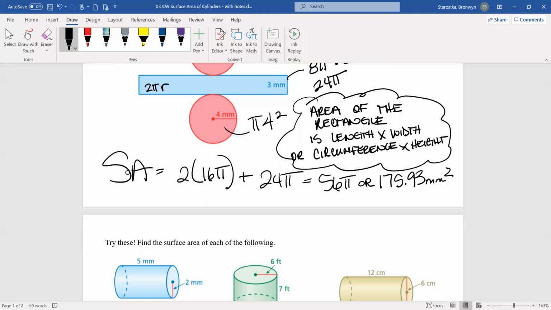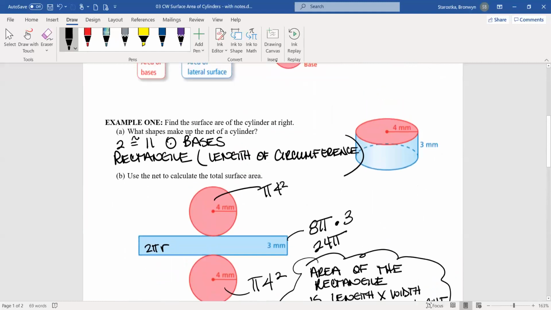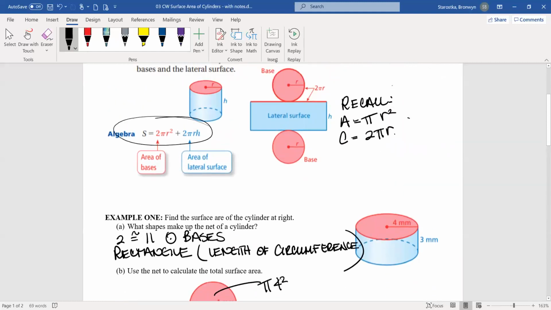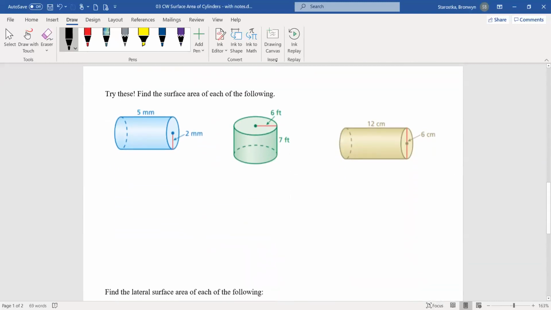All right, these are our try these problems. So we actually have a formula for this surface area. If you go back up here, you can see the formulas right here. You want 2 circles, and then the circumference times the height. So let's write that down here. Surface area: two circle areas, so that's 2 pi r squared, plus our circumference, 2 pi r, multiplied by our height. So that's our formula. We just plug and go.